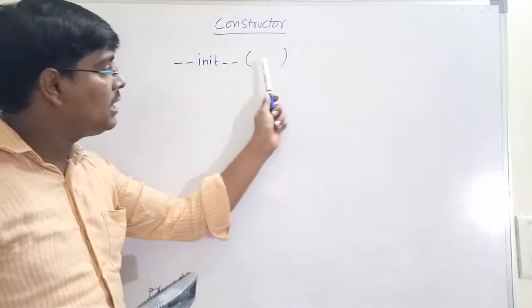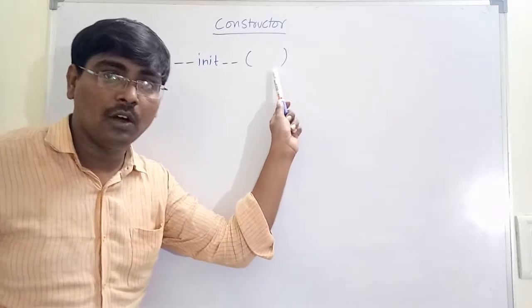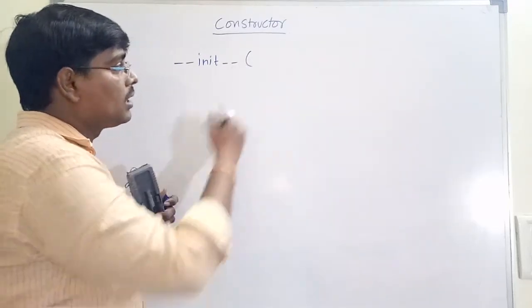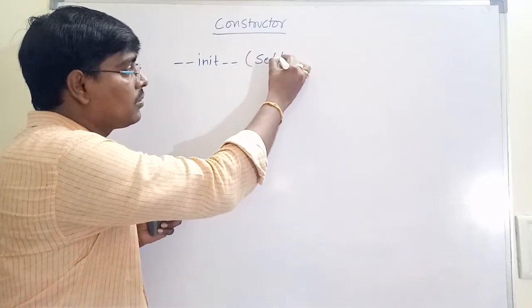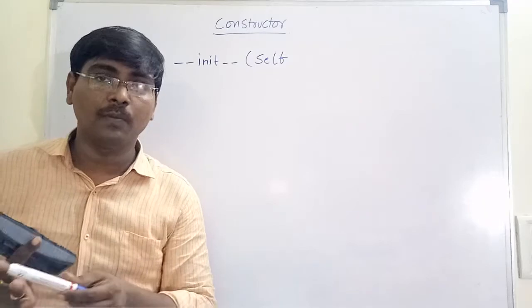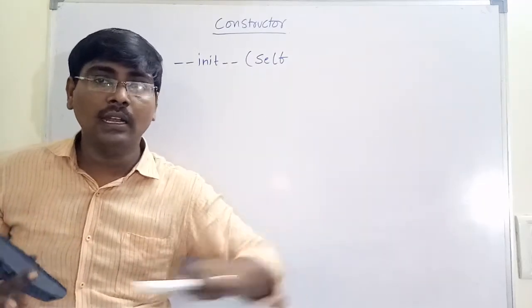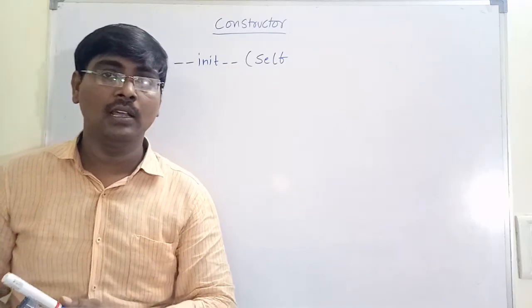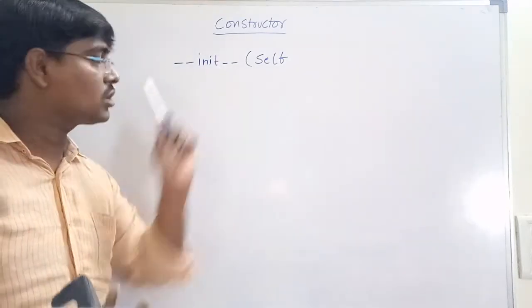And within the parentheses, there is a list of arguments. Here the compulsory argument is self. We know what self is. Self is a reference variable. It refers to the current object, that is, for which object we are creating, for that object this constructor is called.